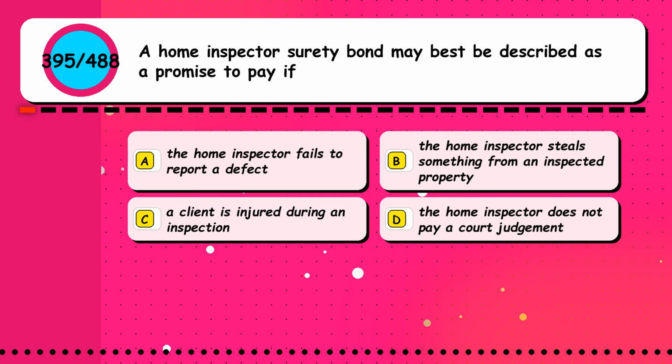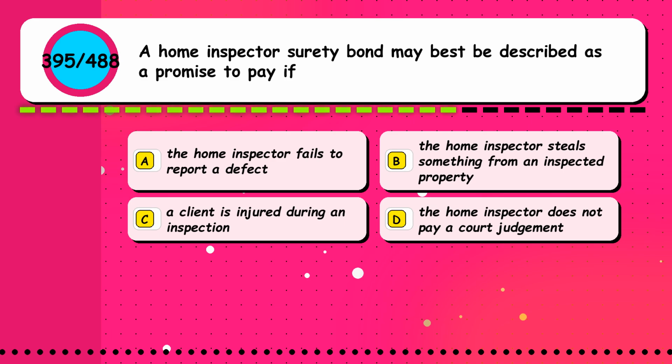Question 395. A home inspector's surety bond may best be described as a promise to pay if: Option A. The home inspector fails to report a defect. Option B. The home inspector steals something from an inspected property. Option C. A client is injured during an inspection. Option D. The home inspector does not pay a court judgment.